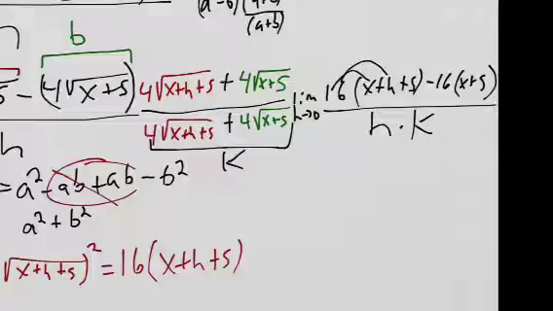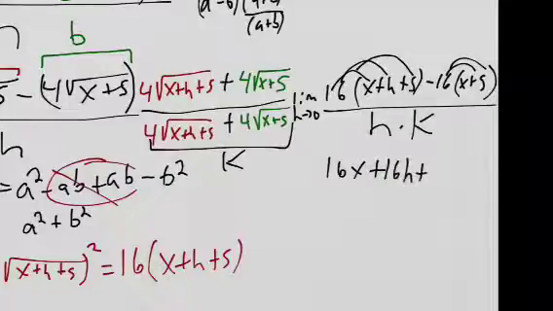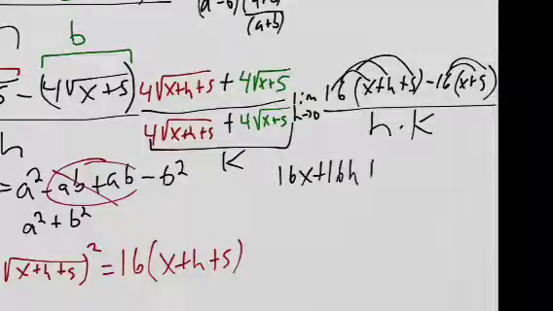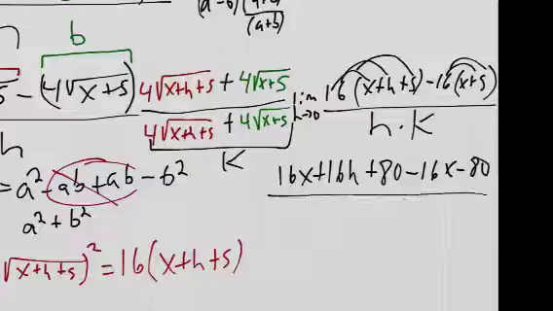16 times x, 16 times h, 16 times 5, negative 16 times x and negative 16 times 5 gives us 16x plus 16h plus 80. Alright, let's move this over so I don't run out of space. So we get 16x plus 16h plus 80 minus 16x minus 80, and then that's still all over h times k. We're still taking the limit as h approaches 0.